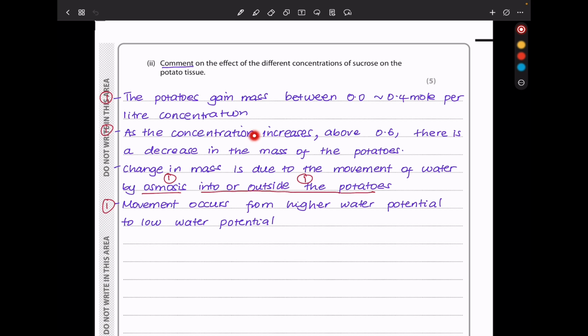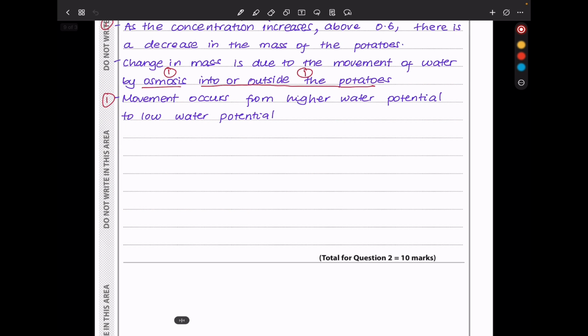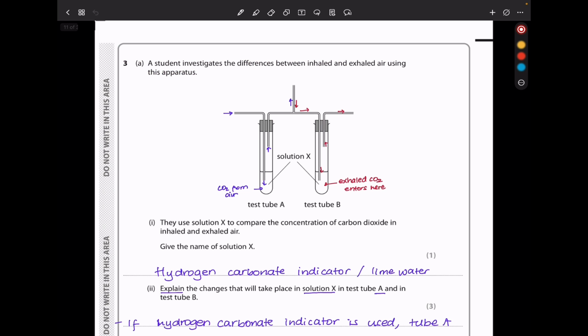And then as the concentration increases above 0.6, there is a decrease in the mass of the potatoes. In this case, there is a hypertonic solution of sucrose, so water leaves the potatoes by osmosis into the sucrose solution. So change in mass is due to the movement of water by osmosis into or out of the potatoes. Movement occurs from higher water potential to low water potential. So this brings us to the end of question 2. Let's continue to question 3.